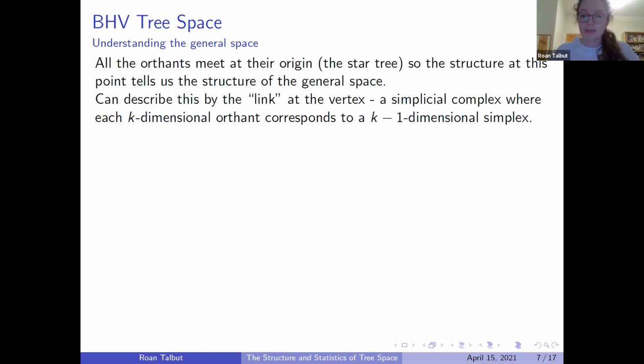Describing the structure at this vertex is done using the concept of a link. A link is a simplicial complex where we replace every k-dimensional orthant with a k-1 dimensional simplex, and then we join up the different simplices using the same gluing rules as we used for the orthants. Another equivalent way of defining it is taking the epsilon sphere around our vertex.